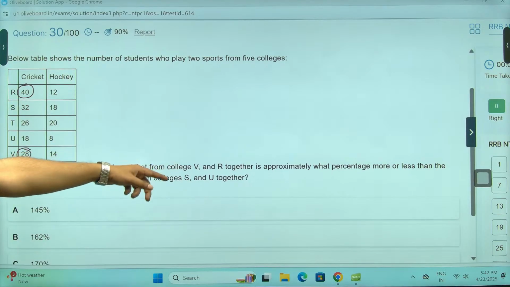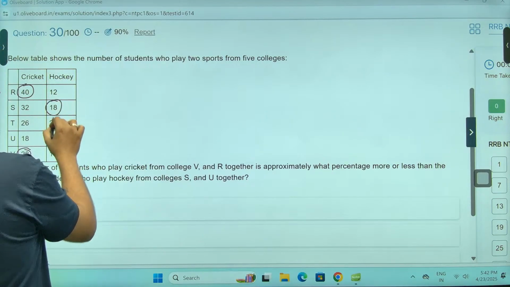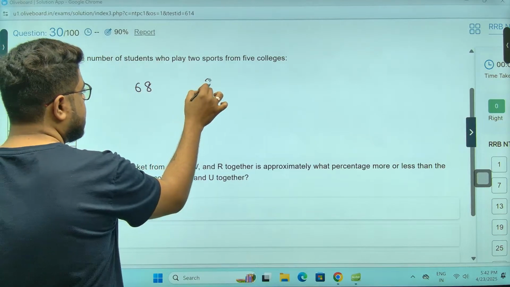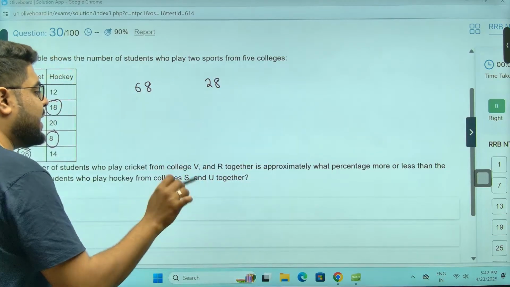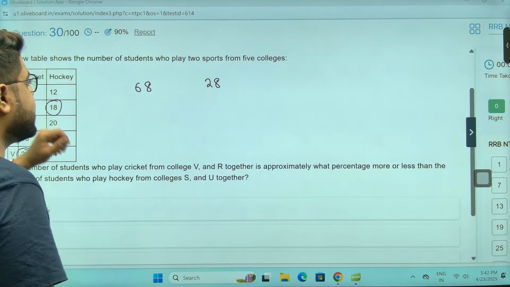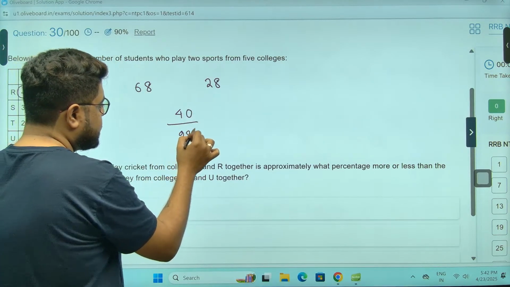Number of students who play hockey from S and U. Hockey from S and U is 28. 68 is how much percentage more or less than S and U approximately than 28? So it is 40 more than what, sir? Than 28. So that is the answer.